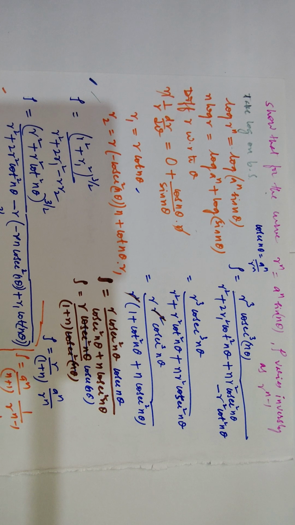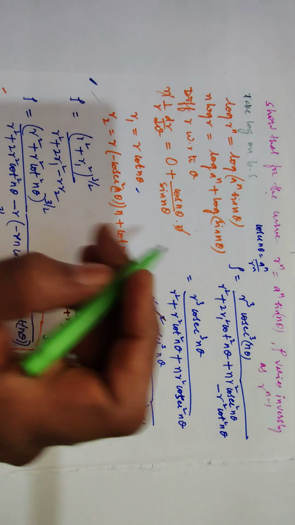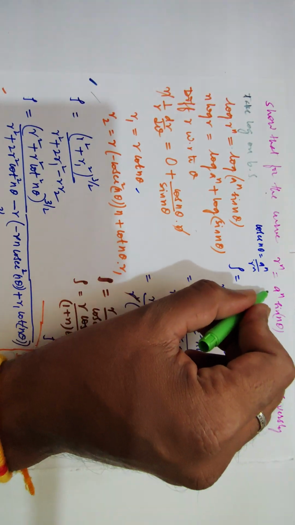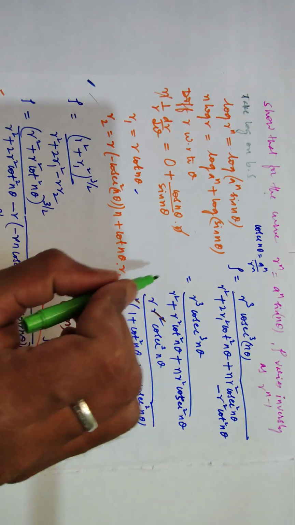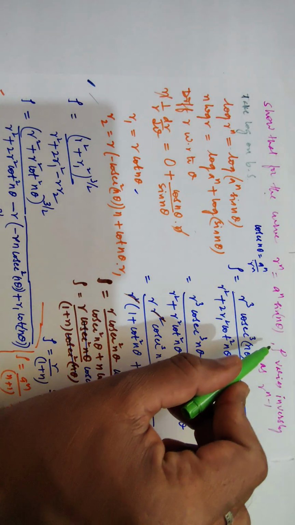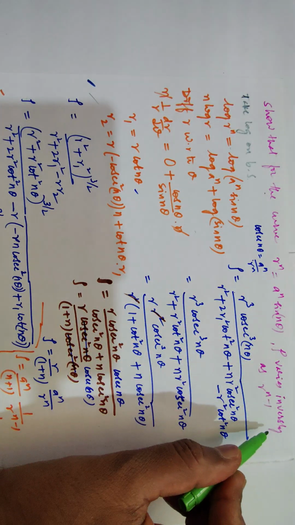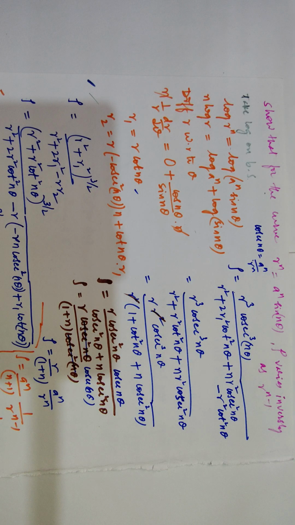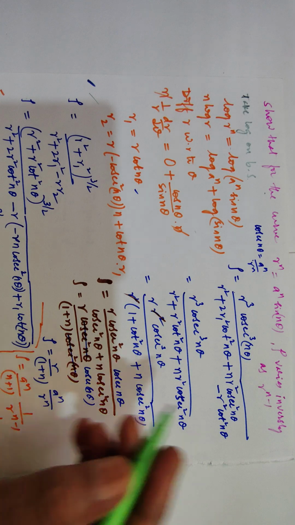It's a pleasant morning. In this video, we are discussing one example based on the radius of curvature in polar form. Show that for the curve r^n = a^n sin nθ, the radius of curvature ρ varies inversely as r^(n-1).